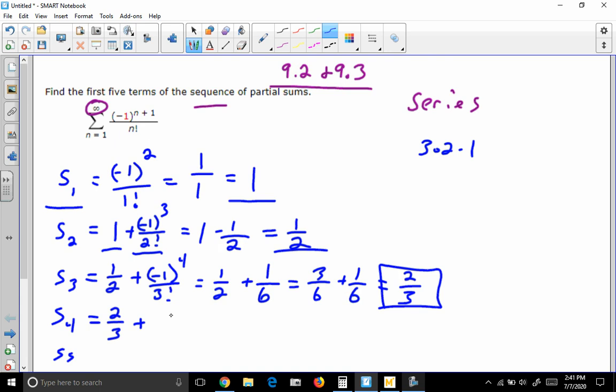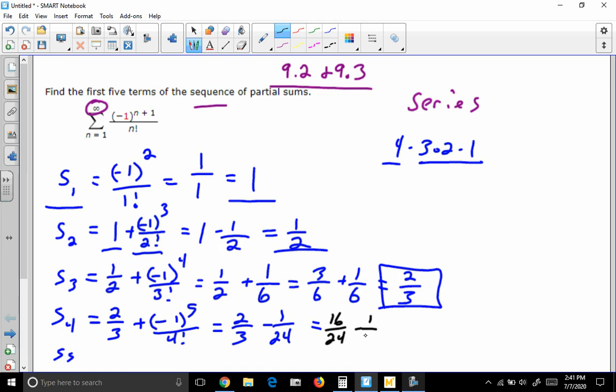The next term is negative 1 to the 4 plus 1 over 4 factorial. So 2/3. Negative 1 to the 5th is minus 1. 4 factorial is 6 times 4, or 24. The common denominator will be 24, so we get 16 24ths minus 1 24th. So 15 24ths, or 5/8. So that's the fourth partial sum.